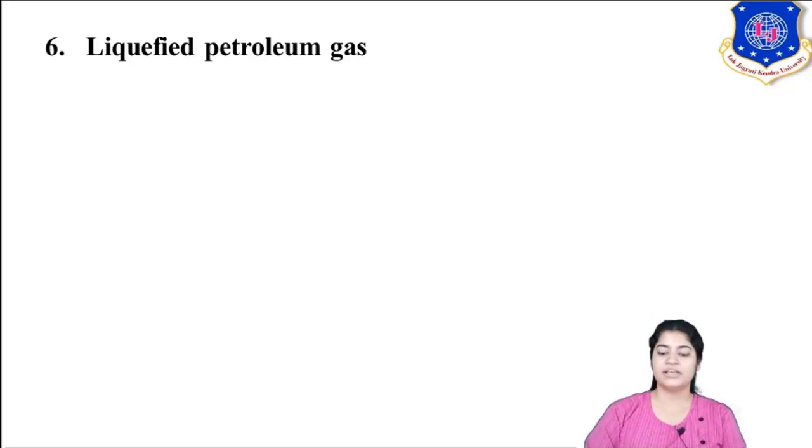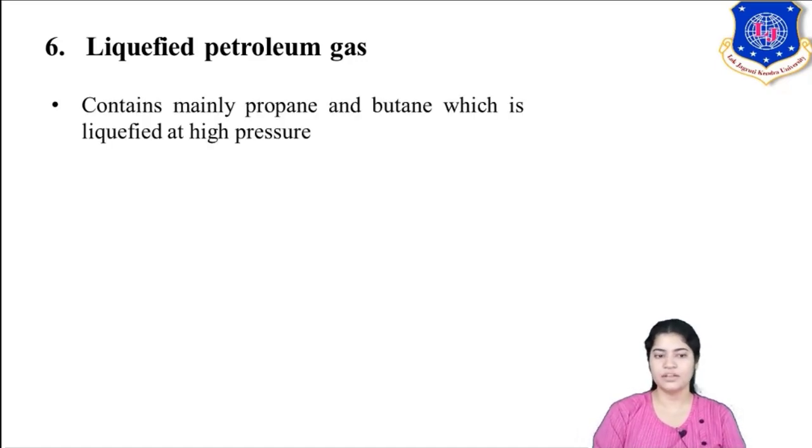purpose. LPG is a subsidized gas. The government has specially aided it, and has stated that this gas has to be used solely for cooking purposes. Now, talking about the composition, it mainly contains propane and butane, which are liquefied at high pressure. This gas is liquefied at high pressure and stored in metal cylinders. That way you get your LPG.